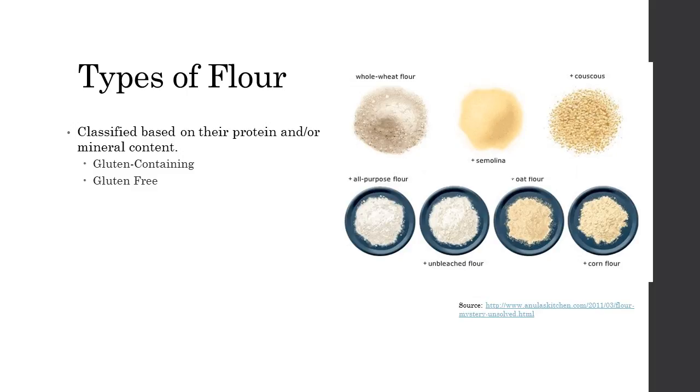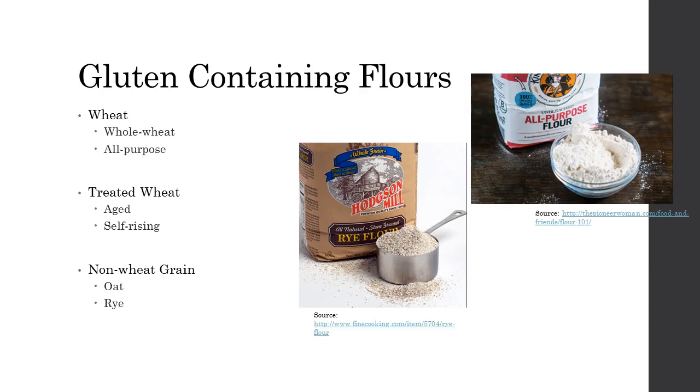There are many different types of flours. These flours can be categorized based on their protein and mineral content. The 2 major categories for flour include those that contain gluten and those that are gluten-free. Flours that contain gluten can be further broken down into wheat flours, treated wheat flours, and non-wheat grains. The differences in these flours are based off of the types of wheat that is used for their particular qualities.